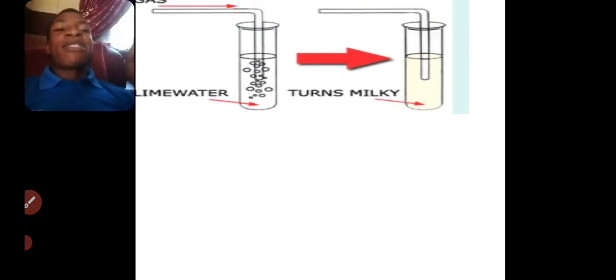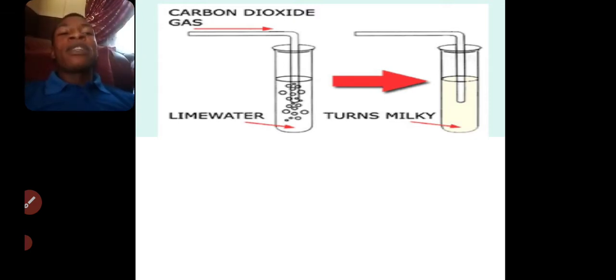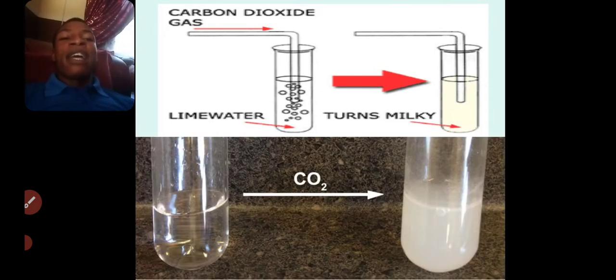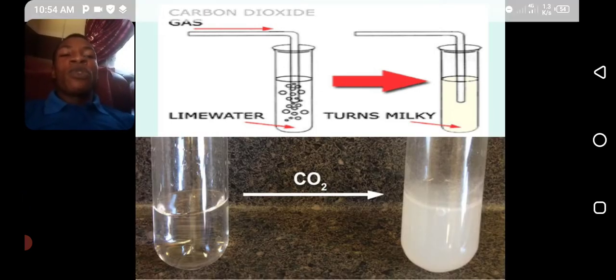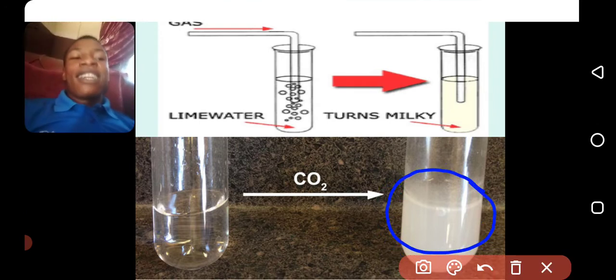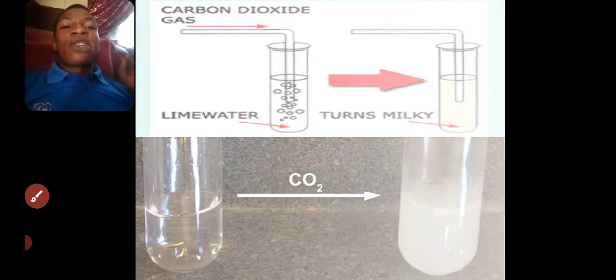Turns lime water milky. We'll be looking at the chemistry behind that later. When you bubble carbon dioxide into lime water, it turns milky. Take note of the test for these gases. That's lime water. If you bubble CO2 into it, it gives you a milky solution. That's the test for carbon dioxide. Turns lime water milky.